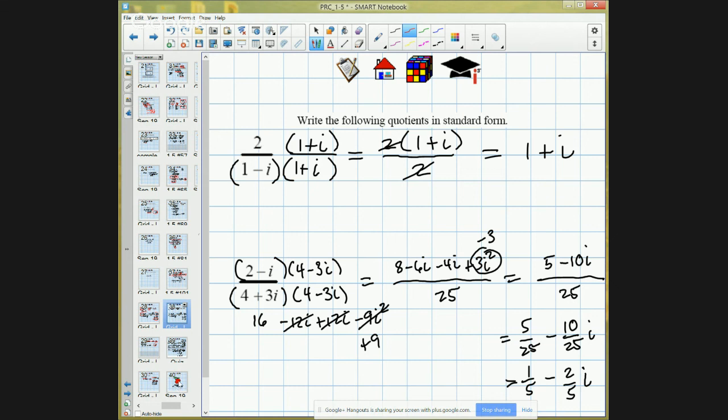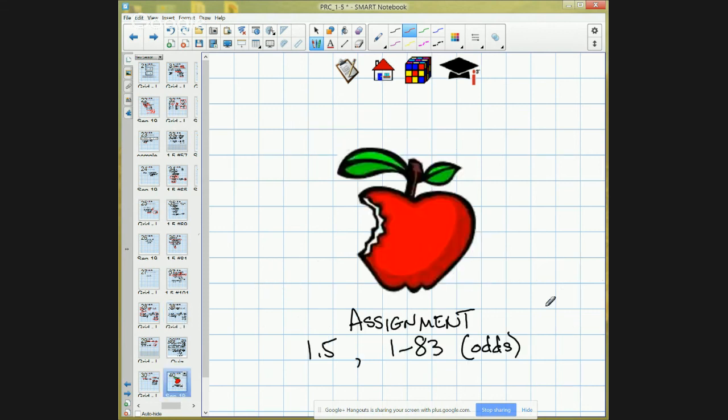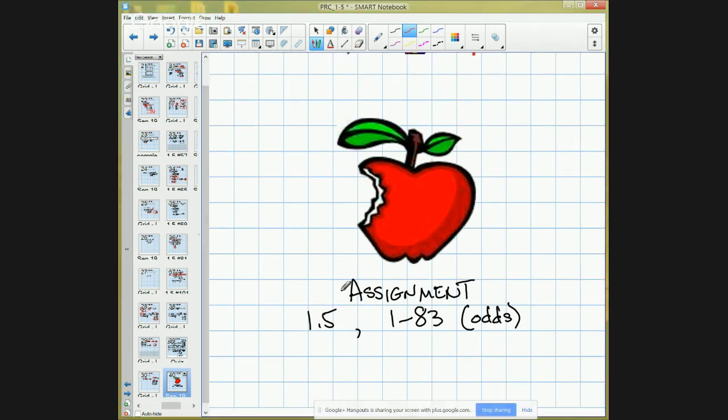Okay, so let me first show you, here's the assignment I would like you to work on for next time. The assignment we've been talking about, and the odds from, yeah, 1 to 83 odds. So I guess on that, when I did 101, I went a little further, but that's fine. We needed review on mixture problems anyway. Notice this time I'm having you do not every other odd, but all the odds.